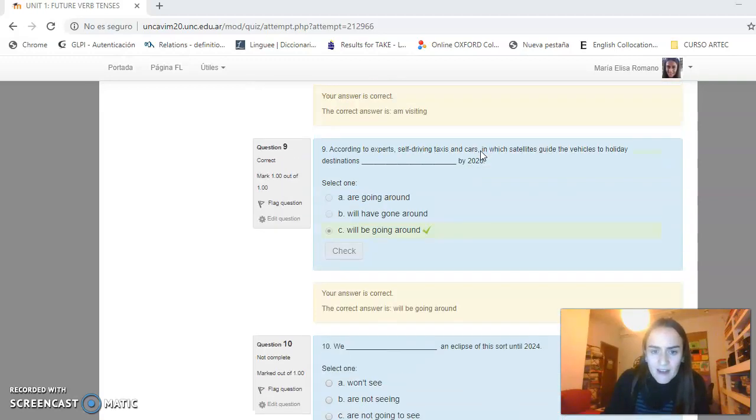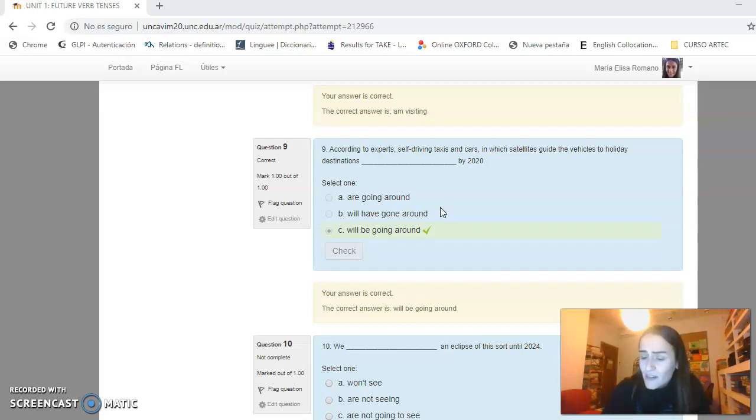And the last one is question number 9. According to experts, self-driving taxis and cars in which satellites guide the vehicles to holiday destinations will be going around by 2020. And here probably the confusion is the year. We should have changed it here and put, I don't know, 2050, because this is the future continuous.